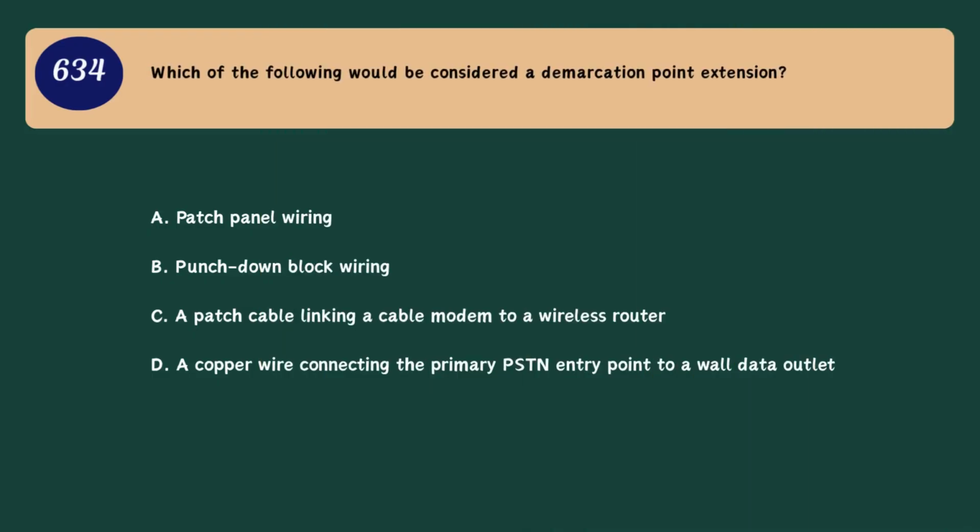Question 634. Which of the following would be considered a demarcation point extension? A. Patch panel wiring. B. Punch-down block wiring. C. A patch cable linking a cable modem to a wireless router. D. A copper wire connecting the primary PSTN entry point to a wall data outlet.